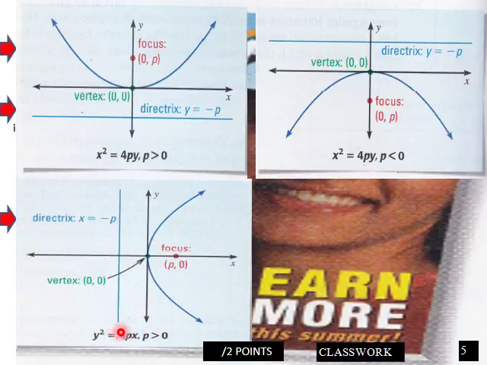Now we have y squared equals 4px, where p is greater than 0. So now our parabola is going to go like this, and the y squared equals 4px equation here. Here's our focus, and then here's our directrix. Equal distance here to equal distance there. And our vertex would be here.